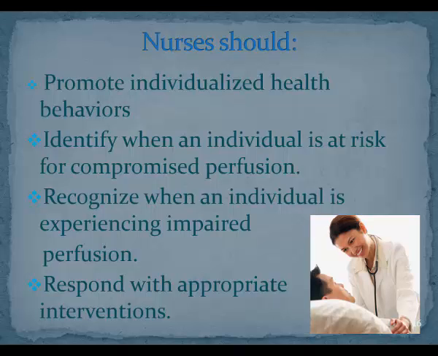So what we as nurses should do is, number one, to promote healthy behaviors like smoking cessation, diet, and exercise. Number two, we need to know when a patient is at risk for compromised perfusion, such as a patient with diabetes, hypertension, coronary artery disease, or congestive heart failure, or profuse bleeding. Number three, we need to recognize when a patient is experiencing impaired perfusion, which usually results in pain, and we need to respond with appropriate interventions.